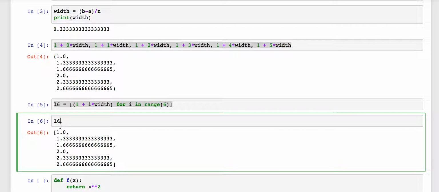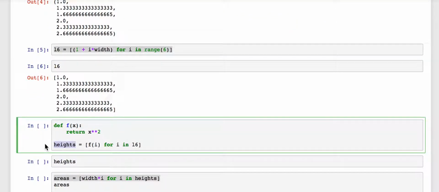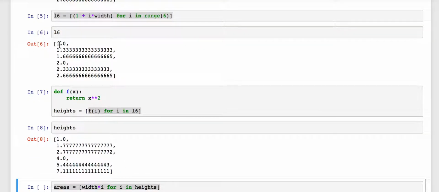And then what we want is to evaluate this function at each one of these values. We want to find that height at 1, at 1 1/3, at 1 2/3, at 2, at 2 1/3, at 2 2/3. And again, we can do that by creating a variable called heights and just substituting into this function f each of these values. And that's what this means. It means go ahead and take each of the guys in L6 and pop them into this function. And if we execute that, we see that now at these x coordinates, these are the y values for this function.